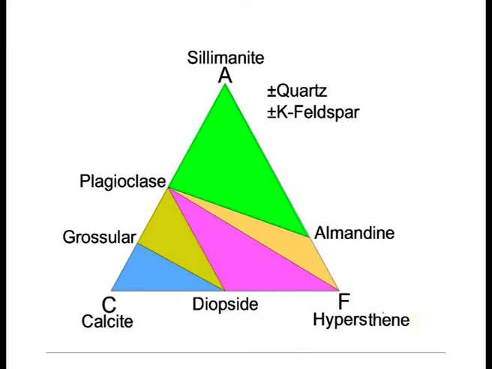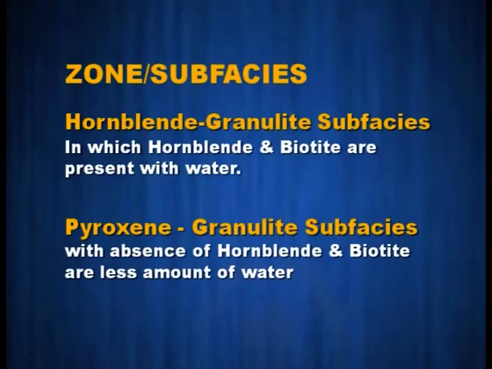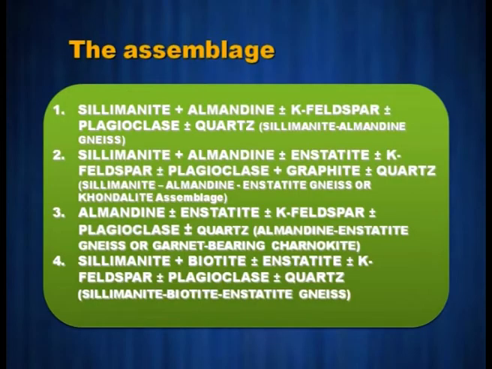Second, pyroxene granulite subfacies, with absence of hornblende and biotite or a lesser amount of water. Hornblende granulite subfacies, the mineral assemblages: first, sillimanite, almandine plus or minus potash feldspar plus or minus plagioclase plus or minus quartz. This is also known as sillimanite almandine gneiss.